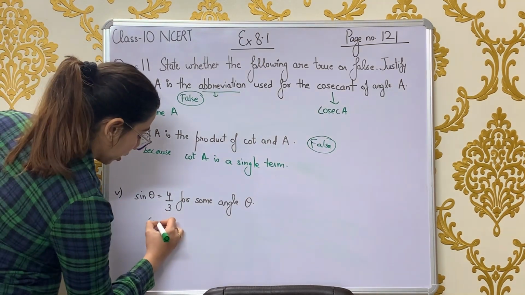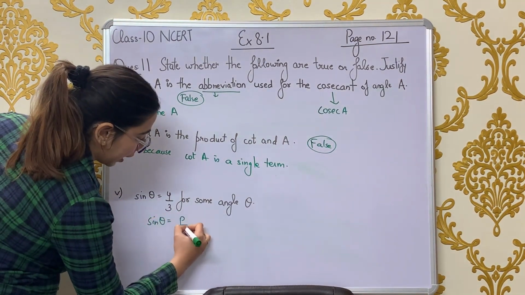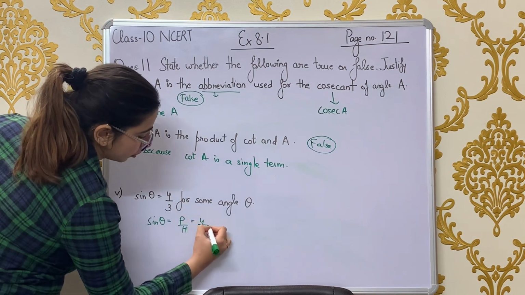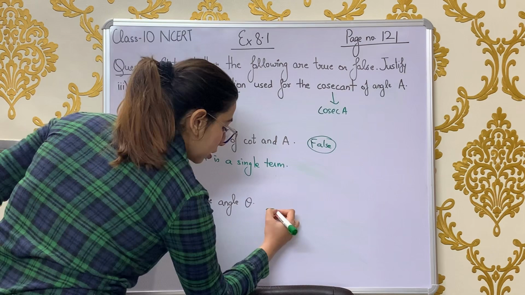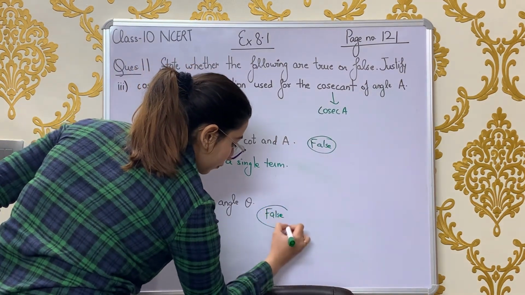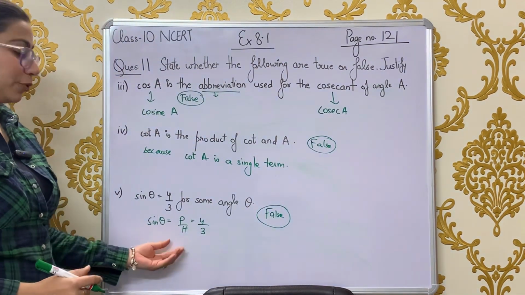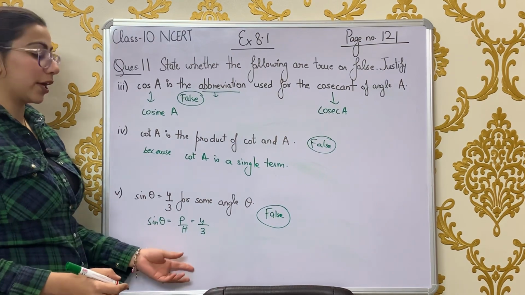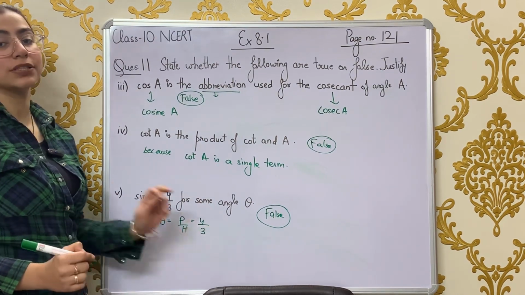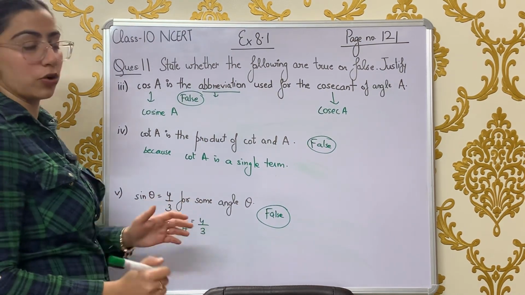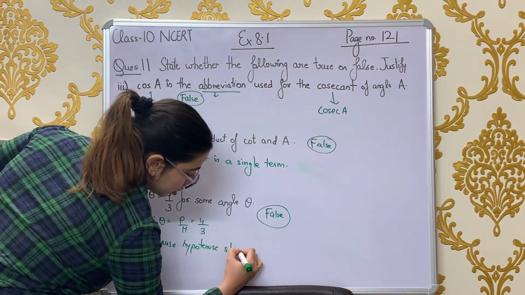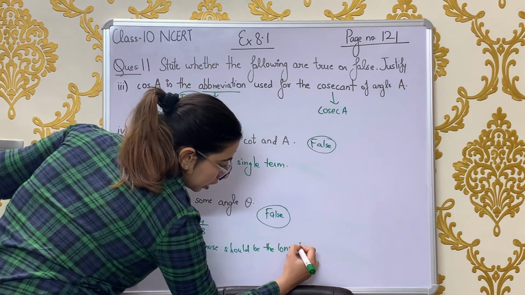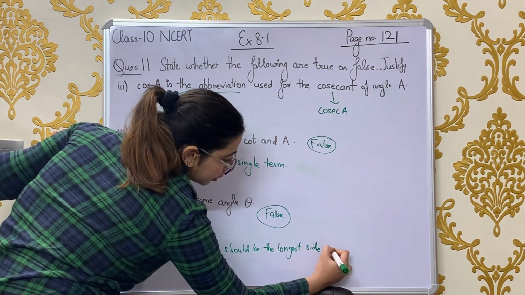Now, sine theta is equal to perpendicular by hypotenuse, and we are given the value as 4 by 3. So, it is clearly false, because hypotenuse is the longest side in a triangle, and here we see that the perpendicular is greater than the hypotenuse, which is not possible because hypotenuse should be the longest side in a triangle.